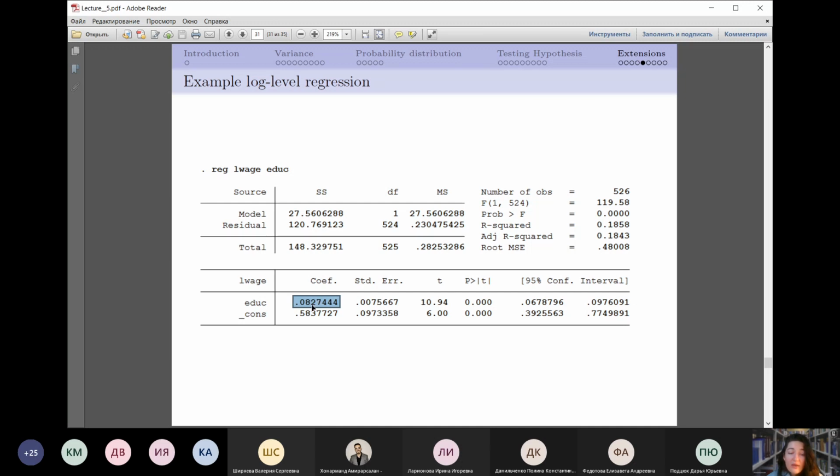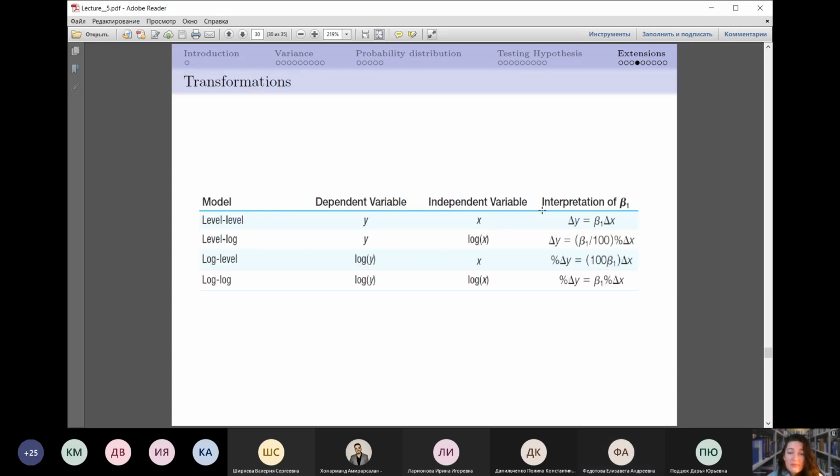Is it clear why 8.3%? Yes. Okay. If it's not clear, please again take a look at this table.